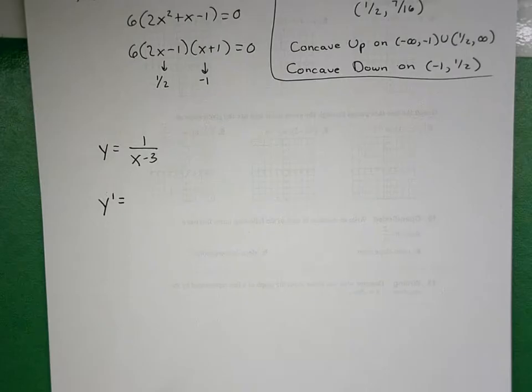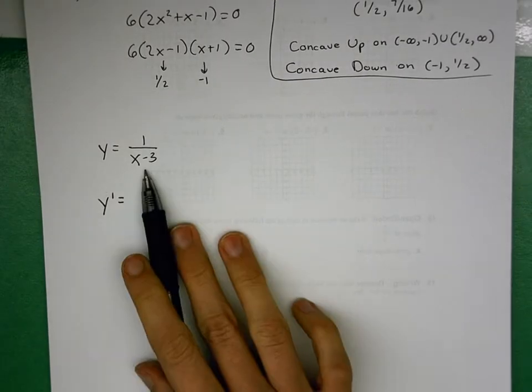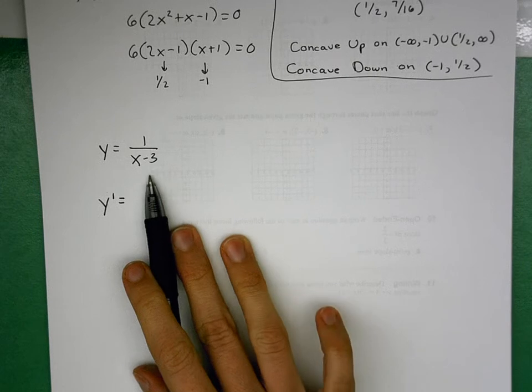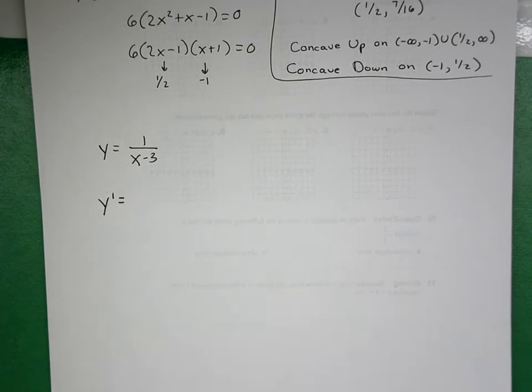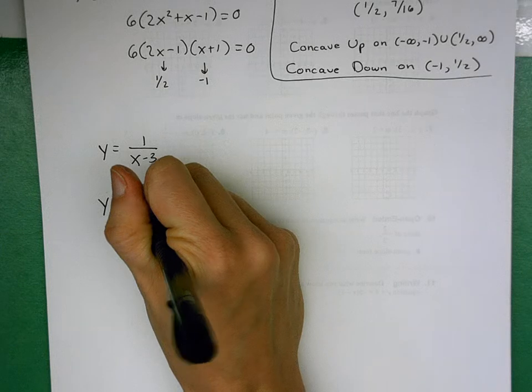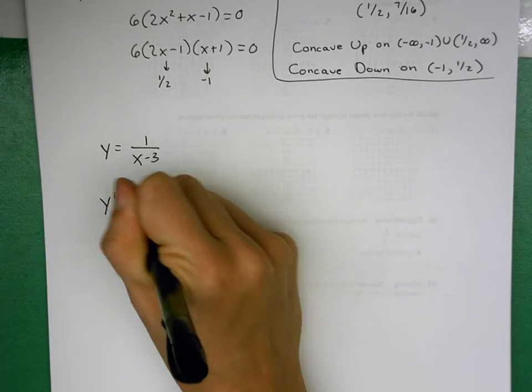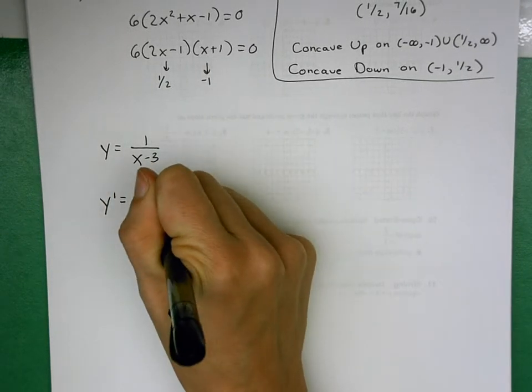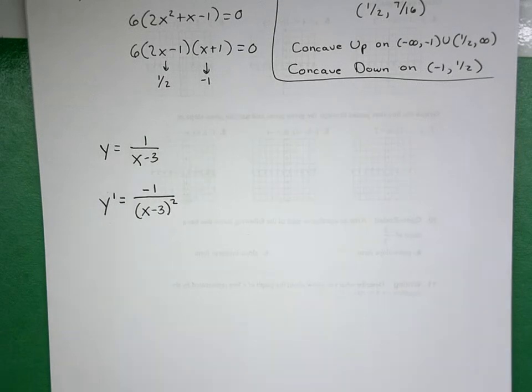You could do quotient rule, or you could change this x minus 3 into x minus 3 to the -1 and make it a power chain rule. Either way, you're going to end up with a first derivative of -1 over the quantity of x minus 3 squared.